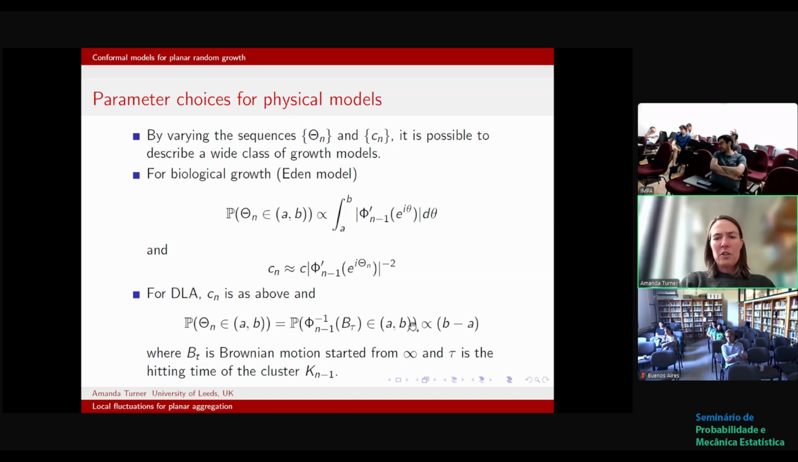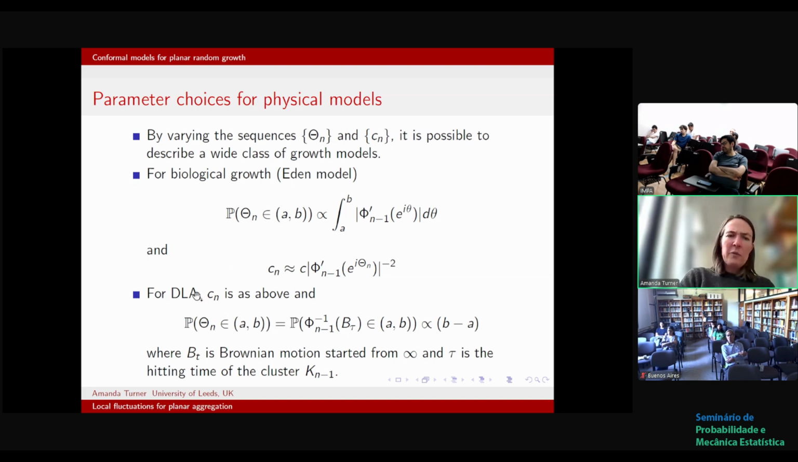And so that's just proportional to the length between A and B. And so in this case, we're picking theta n to be uniform on the unit circle. And exactly the same argument as before says that we choose capacities as before to ensure our particles are roughly the same size. So we can also construct DLA.